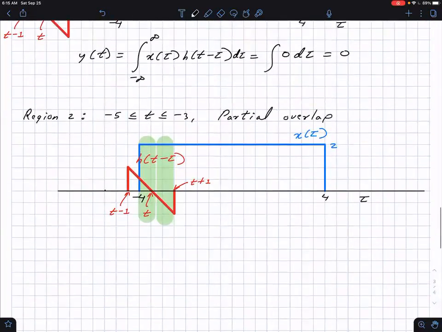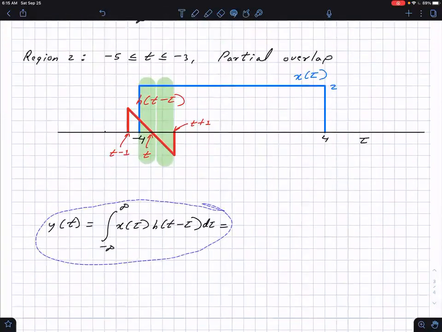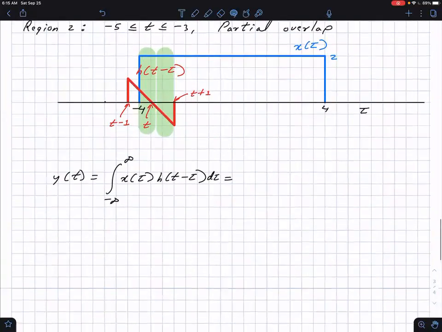Those 2 points are important because as we evaluate this convolution integral, the integral range that we actually need to consider is only from -4 to t plus 1. So -4 is when the overlap begins. t plus 1 is when the overlap ends. Outside that range, the product between the red and blue functions is 0, so the integral is also going to be 0. So we just consider this part. Now we have modified the integral limits.